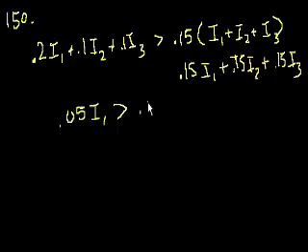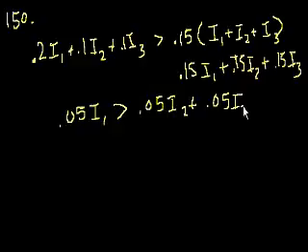So that's 0.05 I2 plus, and now I'll do the same thing for I3. I'm going to subtract 0.1 from 0.15, so 0.05 I3. All I did going from this to this is distribute the 0.15, and subtract and add to simplify a little bit. And this is interesting, because I just have these 0.05s everywhere. That's a positive number.